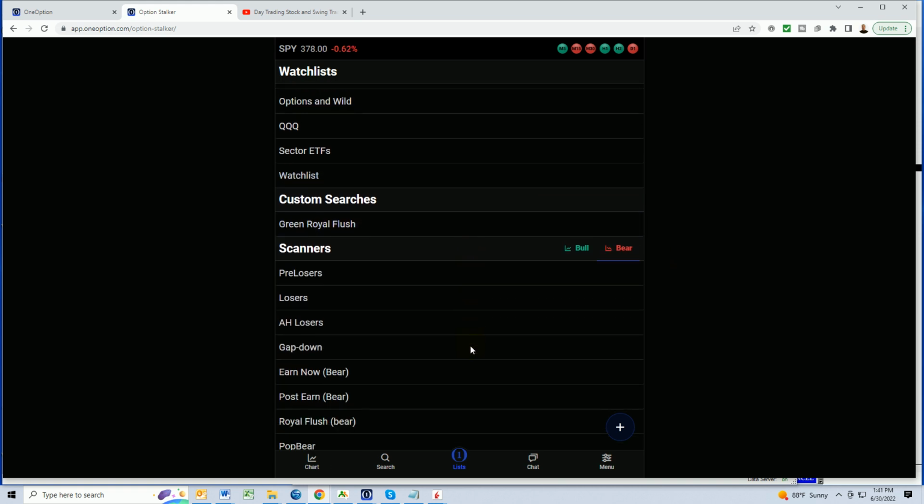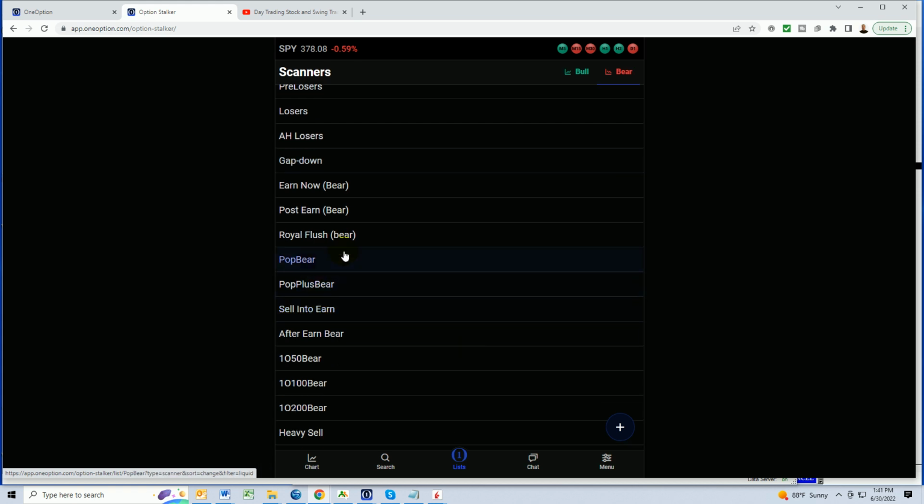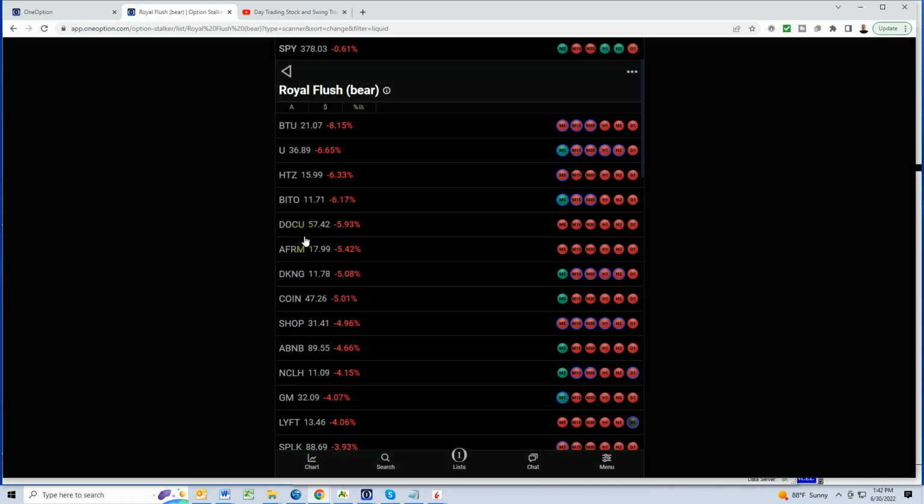We already took a look at Pop Bear. Let's take a look at Royal Flush Bear. Now these are going to have sell signals across the board on all time frames. Let's go right to the top of the list, BTU. Let's see what that stock's all about.